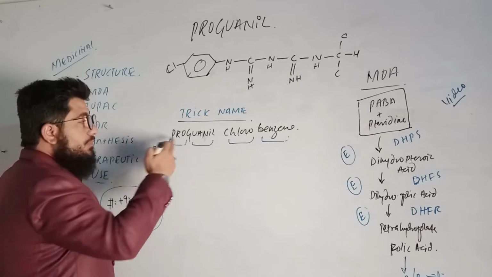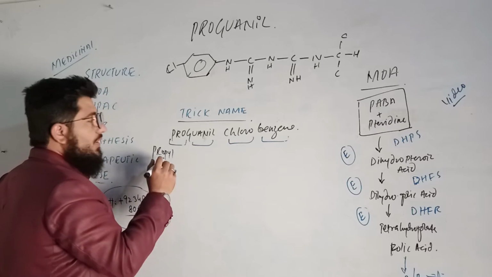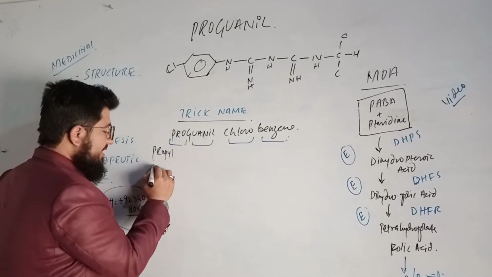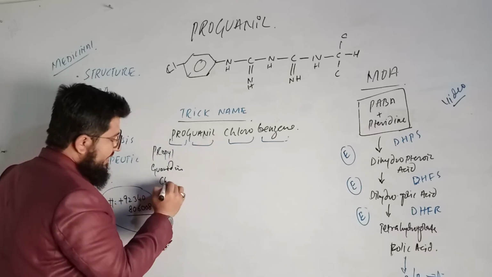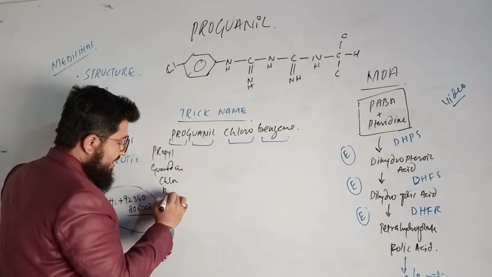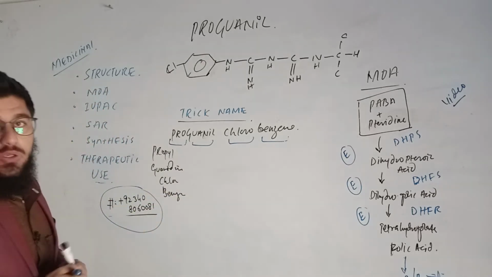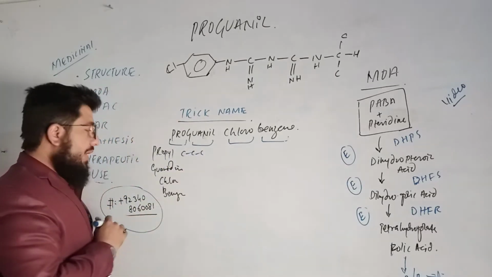We must consider pro as propyl. Then guanil must be considered as guanidine, and chloro as chloro. The same is the case with benzene: consider benzene as benzene. Now what is propyl? We know this point very well. When there are three carbons, we call this propyl.